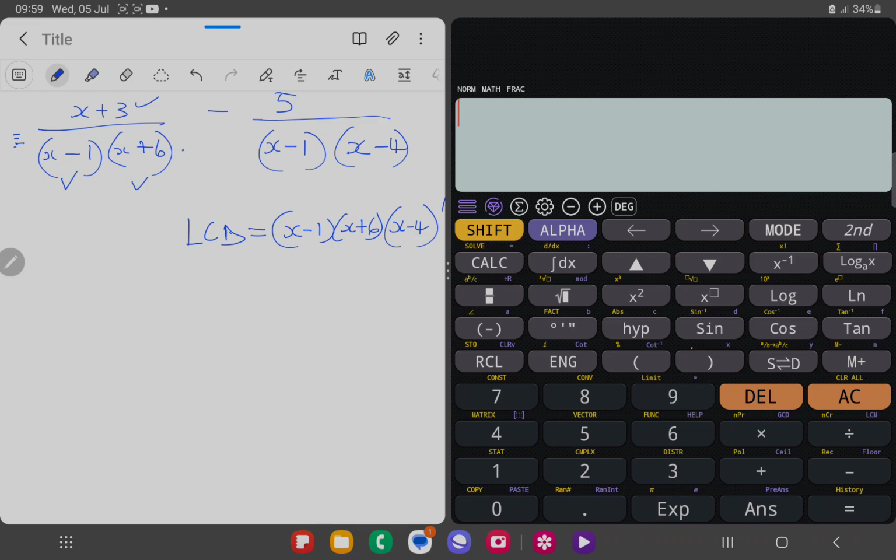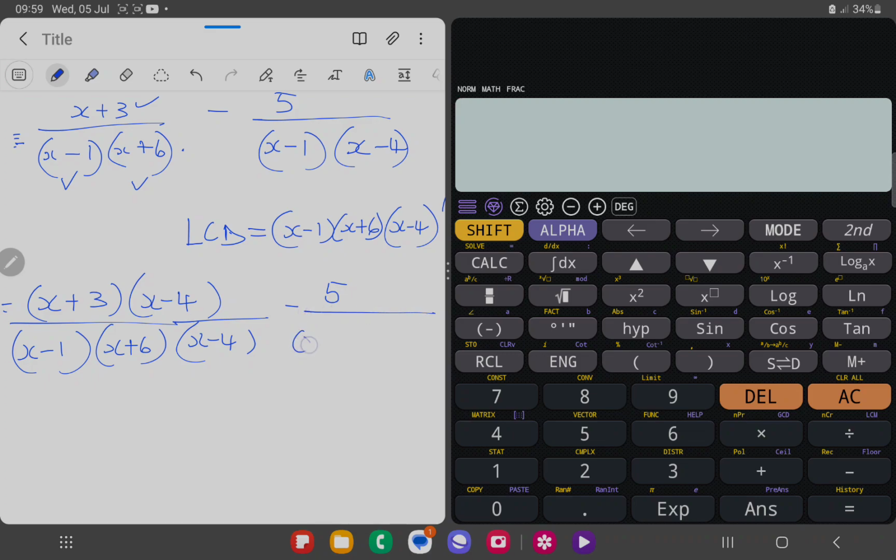So it means we've got x plus 3 all over x minus 1 into x plus 6, and then what is not here is x minus 4. If you have multiplied by x minus 4 on the denominator, you must also multiply by x minus 4 on the numerator. Minus 5 all over x minus 1 into x minus 4.